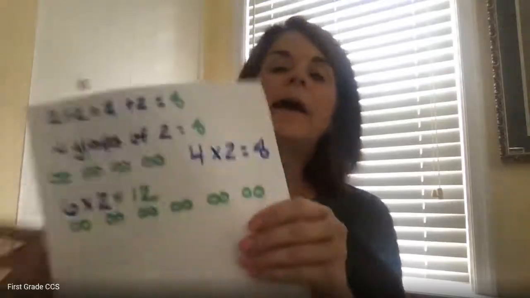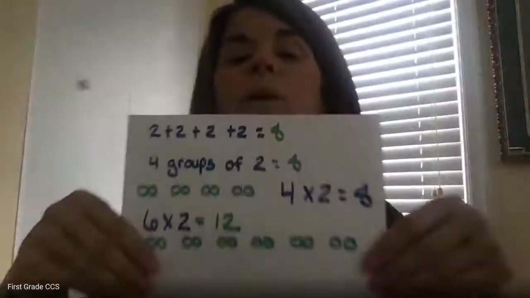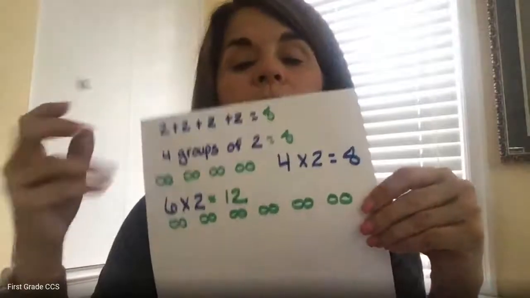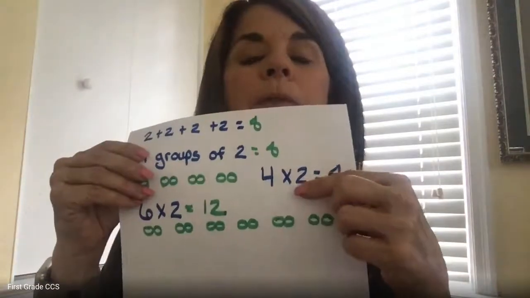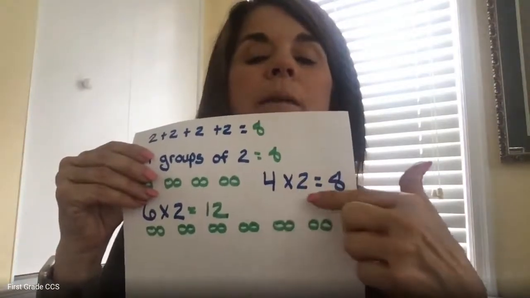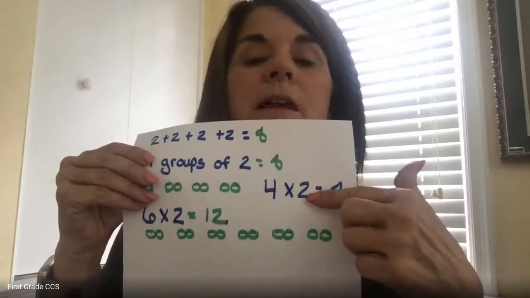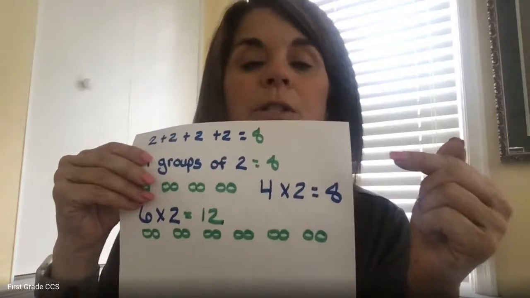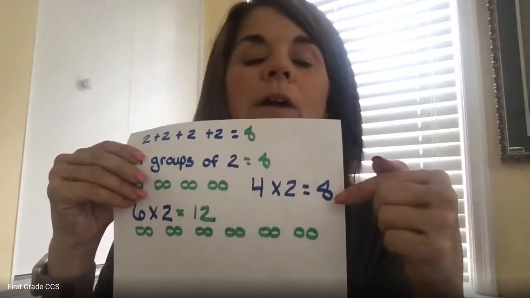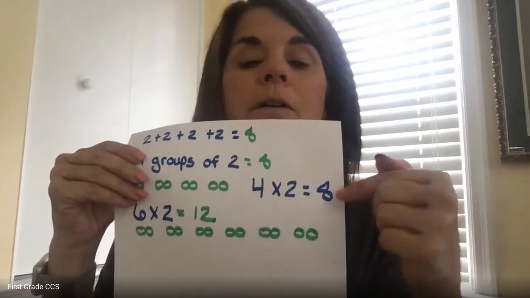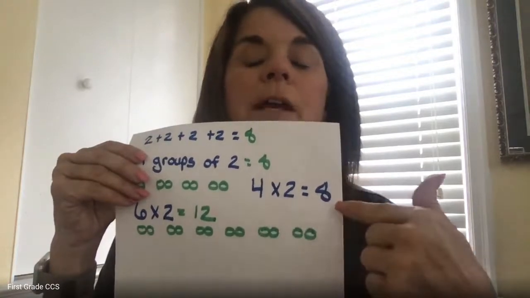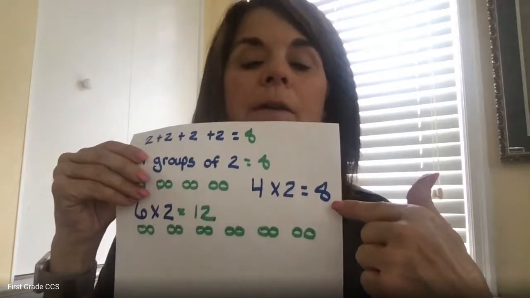Okay. Now I want to tell you about something else. When we deal with multiplication, another way of saying equal groups of is the multiplication symbol. We call the numbers in a multiplication sentence factors. Okay, they're factors when we're dealing with multiplication. And we call the answer the product. So the numbers in the problem are factors and the answer is the product.